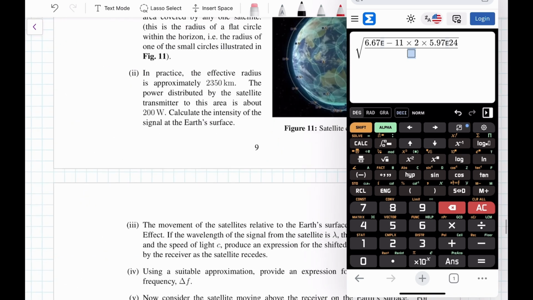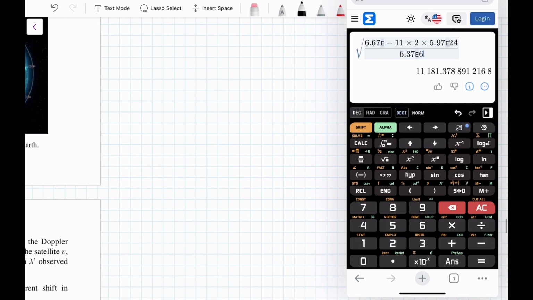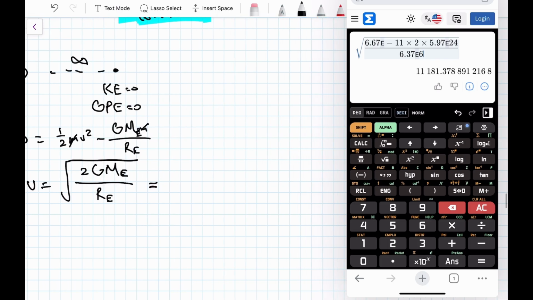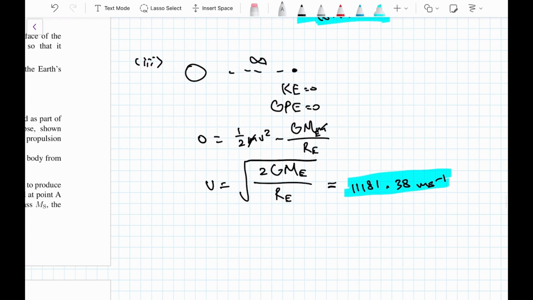Okay, so that is 6.37 × 10^6, and that is 11181.38 meters per second, and that should be the answer to this part of the question. Now let's see the fourth part.